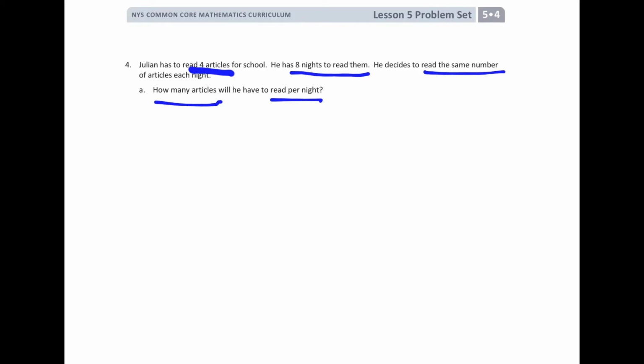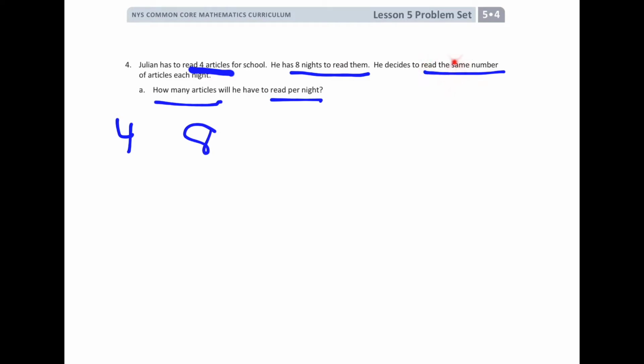First, with our keywords and the information of the problem, let's go ahead and put it into an equation, okay? So we're starting with 4. Then we have 8 nights. Then we have 8.